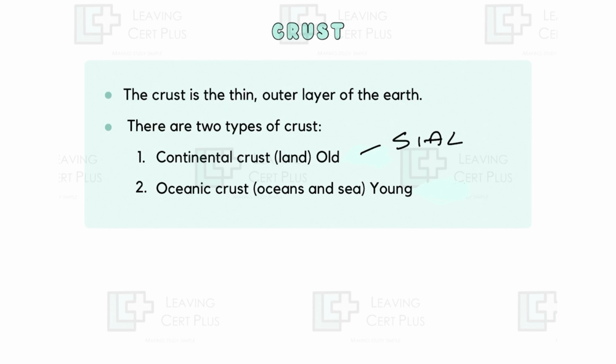Then you have your oceanic crust, as I've mentioned already, and this is younger than your continental crust, and it's also thinner. It can be about 5 to 10 kilometers in thickness. It's generally composed of more solid rocks, such as basalt, containing silica and magnesium. For short, this is known as SIMA. So you've got SIAL for continental crust, and SIMA for your oceanic crust.